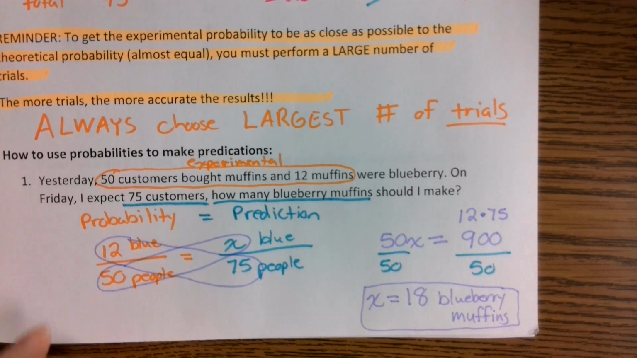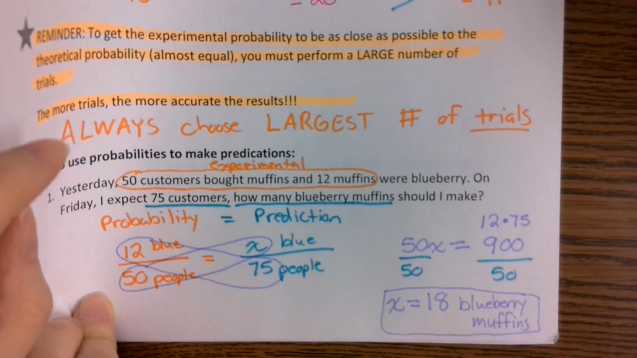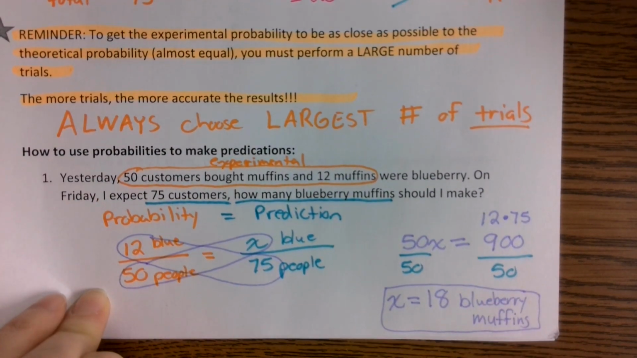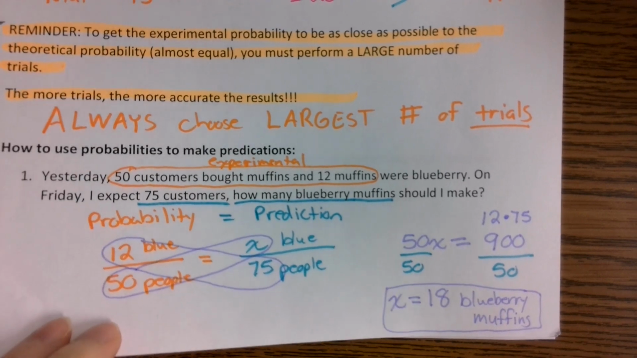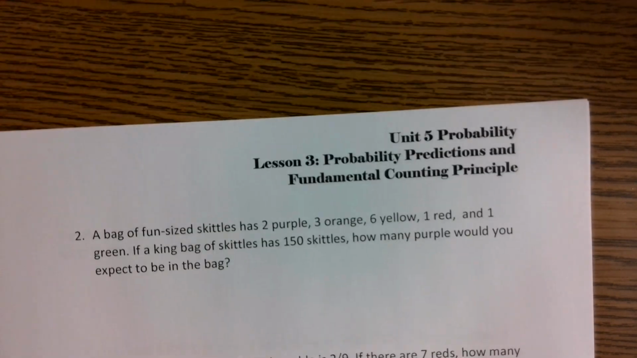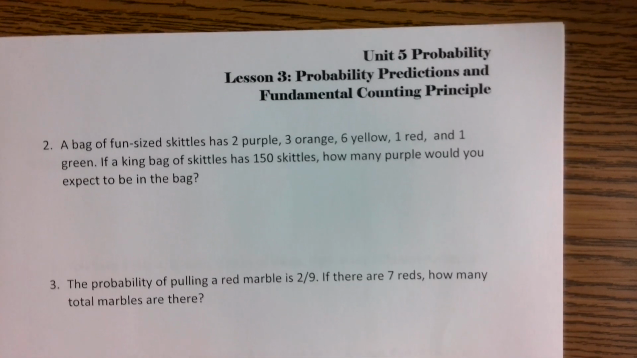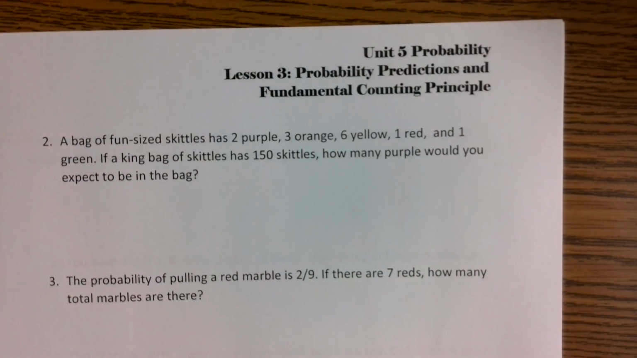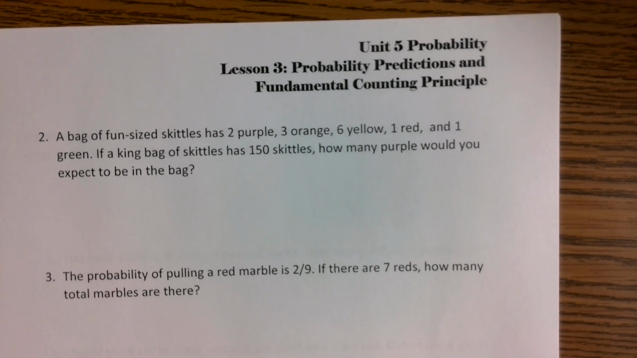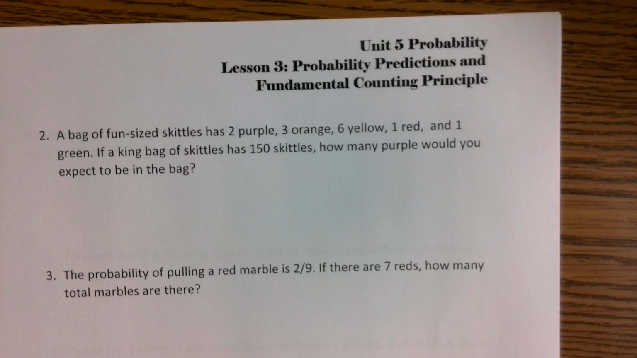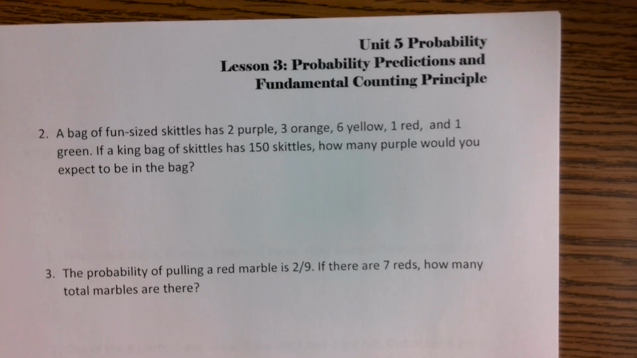Go ahead and go on to question number 2. Turn your paper over to the back. Let's go on to question number 2. We have a bag of fun-sized Skittles that has 2 purple, 3 orange, 6 yellow, 1 red, and 1 green. Can you guys tell which color is my favorite Skittle? Yellow. Love yellow. Yellow and orange are my favorites. Don't like the reds, don't like the purples.